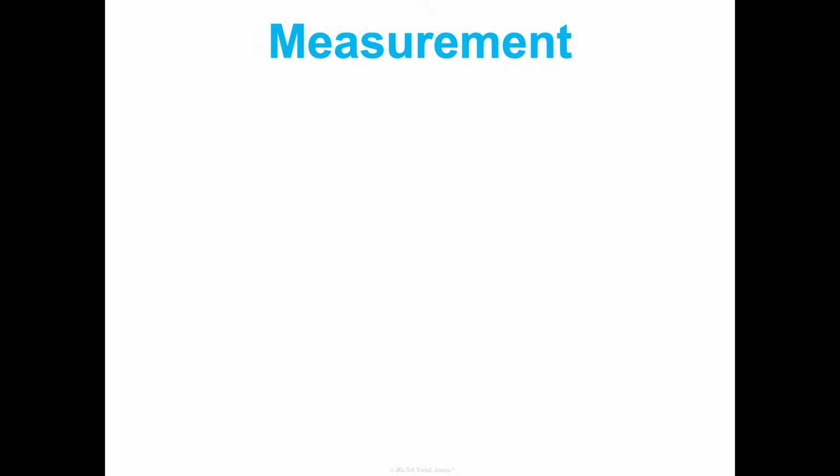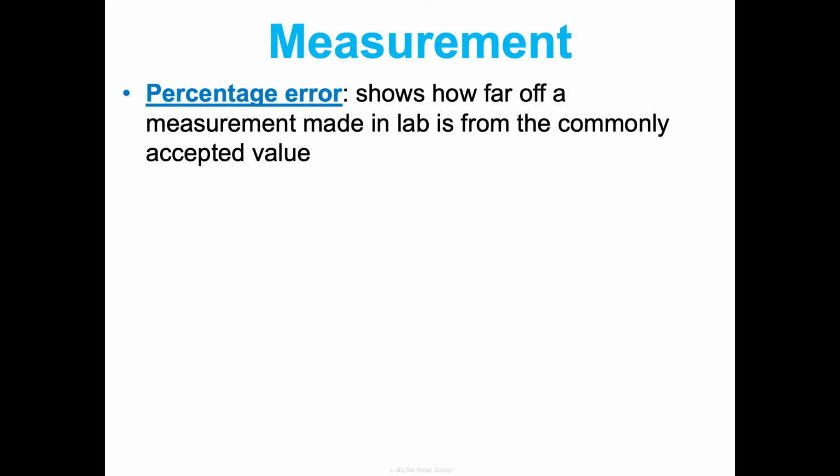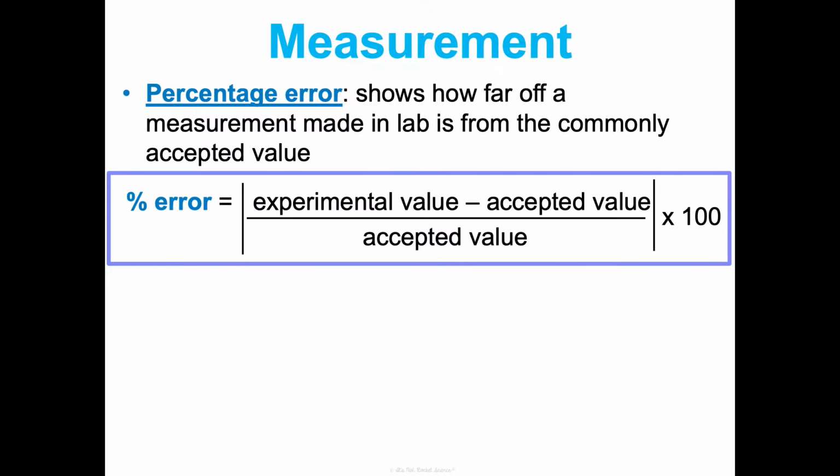Okay, but we're not perfect. You will make errors when you make measurements. It's just part of it. And that's where being able to calculate something called your percentage error is very important. So your percentage error shows how far off a measurement made in lab is from the commonly accepted value. So like we said earlier, I'm 5'5". That's my commonly accepted value for my height. I'm not growing anymore and I hope I'm not shrinking. And if you measured my height to be 5'7", we would calculate the percentage error in your measurement. Like how far off were you? And here's how we do that.